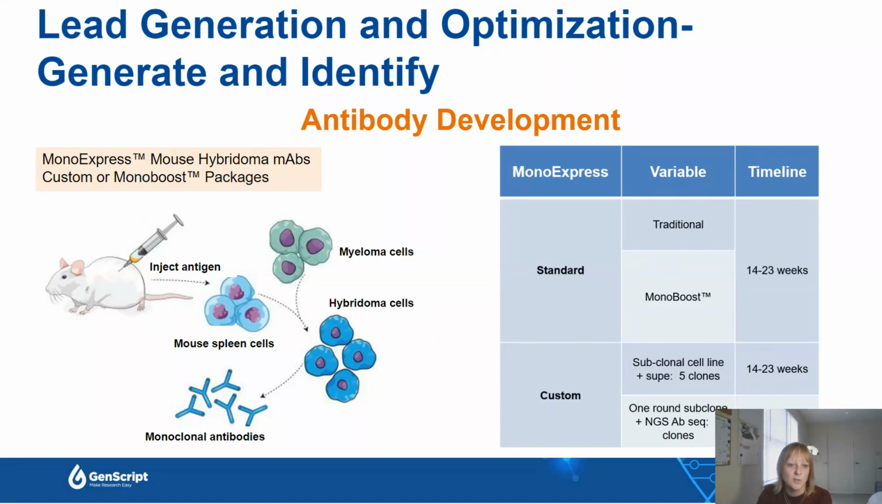We'll take care of the protein expression, we'll prepare it, and we'll immunize the mice. Our MonoBoost immunization is an optimized technology that will expedite your hybridoma project compared to the standard method, generally eliminating about 3 to 4 weeks of development time.